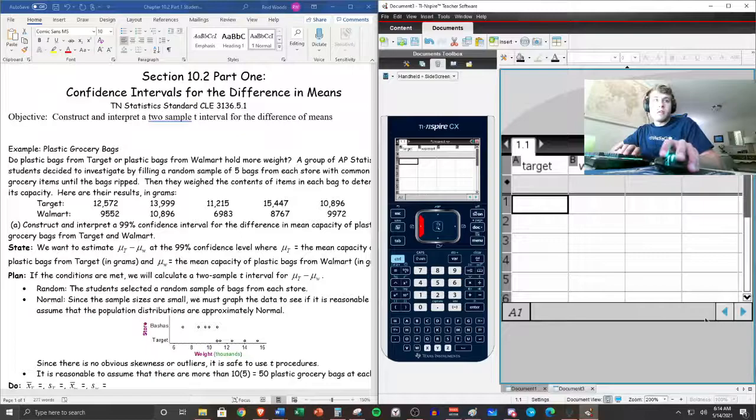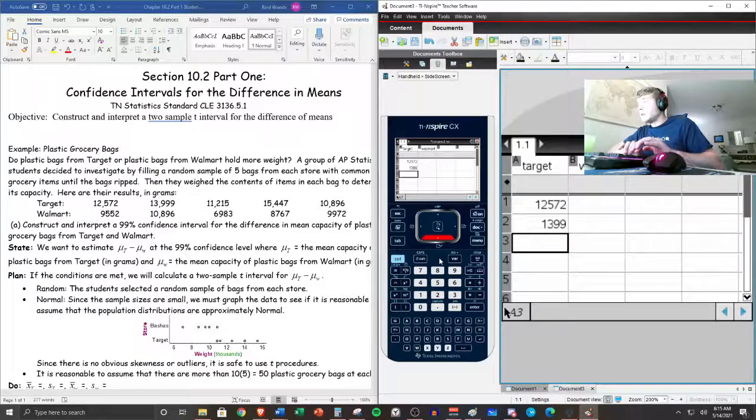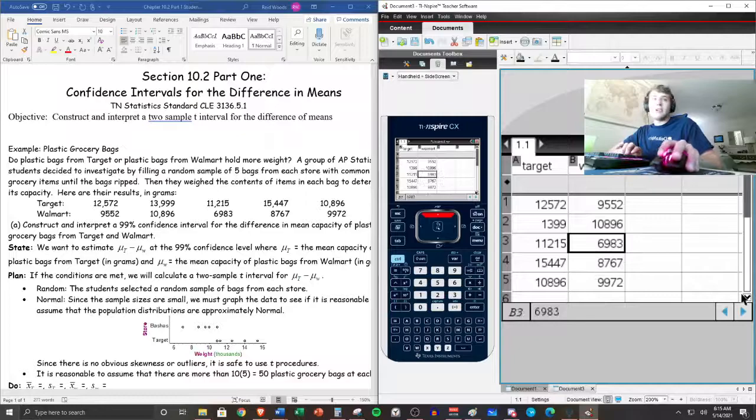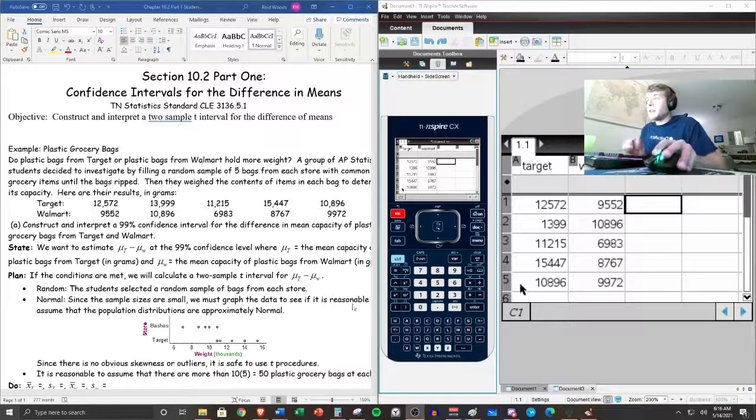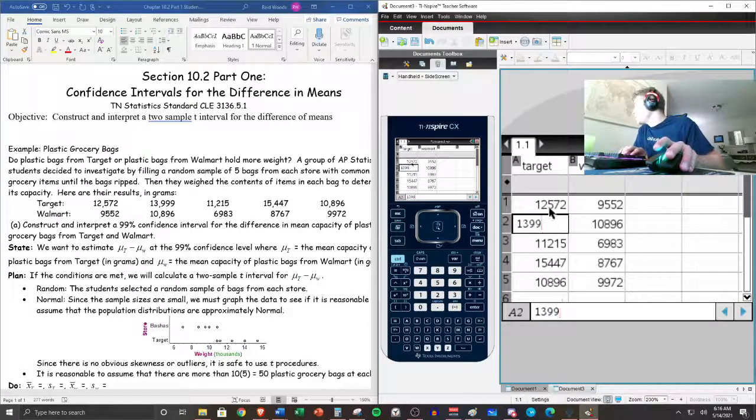So I'm going to go ahead and skip ahead to where I've done that. If you need to pause, you can, or I'll type it in with you live here. Seven, six. Okay, so there's the Targets, Walmart's. Okay, so we got all the data typed in. I actually see that I made a mistake here. This is 13999. That would have thrown things off pretty badly.